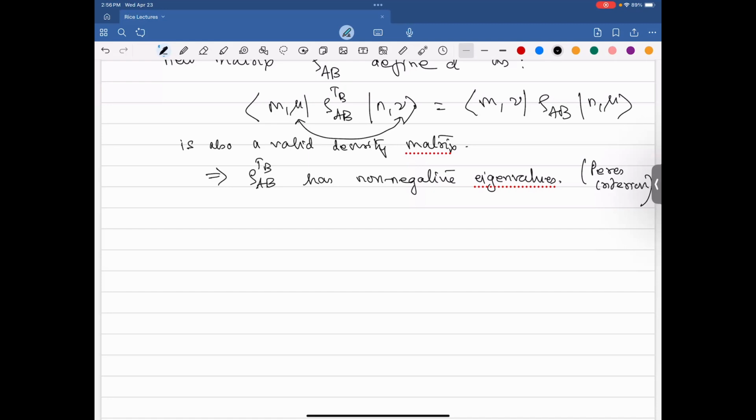I'll give some examples. Then I don't think there is a very clear physical understanding of this, especially in the many-body context, but I'll try to say something.